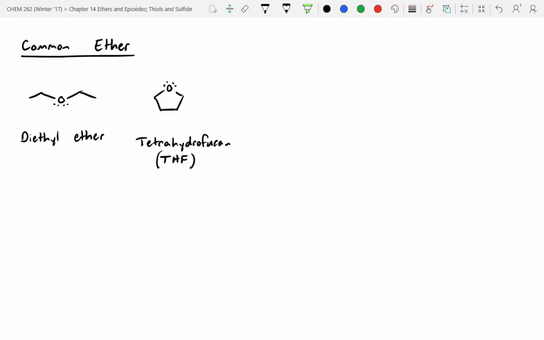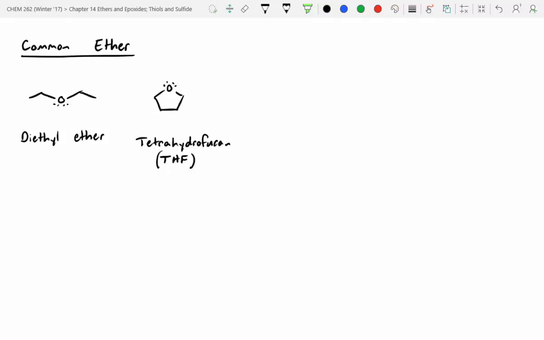What do you think is more polar, tetrahydrofuran or diethyl ether? What do you guys think? Why do you think THF? Because there could be some resonance with furan. Not quite. So if we try to do resonance structures with THF, we can't move those electrons around without violating the octet rule. What do you think?